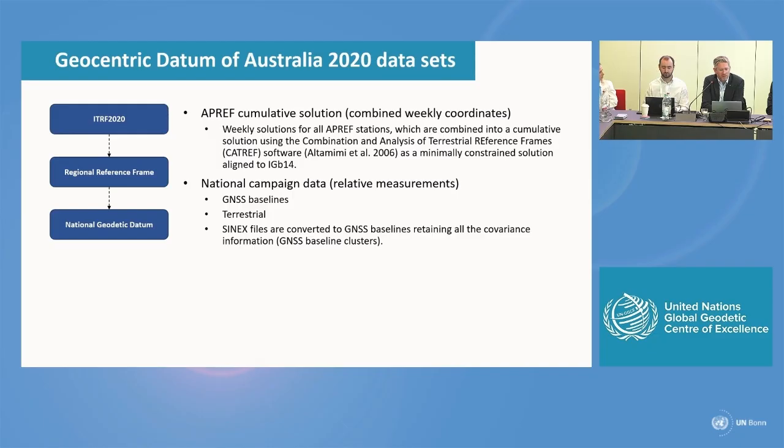Thanks to Zahir for making that available as a minimally constrained solution that was aligned with that IGS frame, or the IGB, the second version of that, IGB 14. We then brought in the National Campaign Data Archive, which were all relative measurements. So as I was trying to explain before, these are relative measurements.